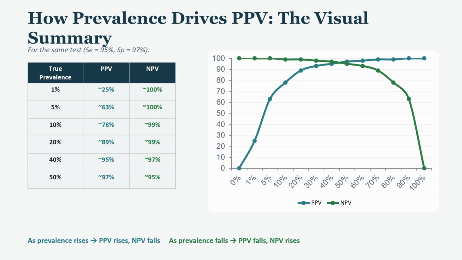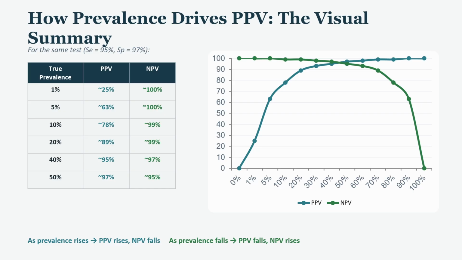This table and graph summarize the relationship between prevalence and predictive values in a way I want you to internalize, because it's one of the most practically important things in all of diagnostic epidemiology. Look at the PPV column. At 1% prevalence, even our excellent test, 95% sensitive, 97% specific, gives a PPV of only about 25%. At 5% prevalence, it's 63%. At 40% prevalence, it's 95%.